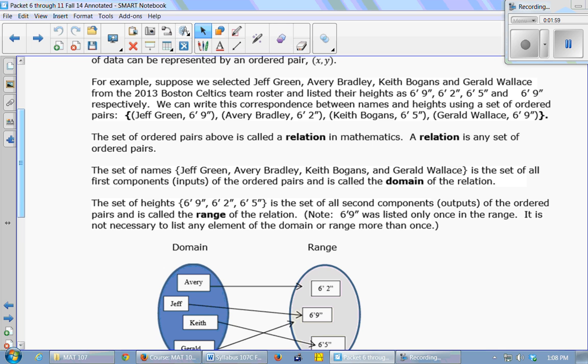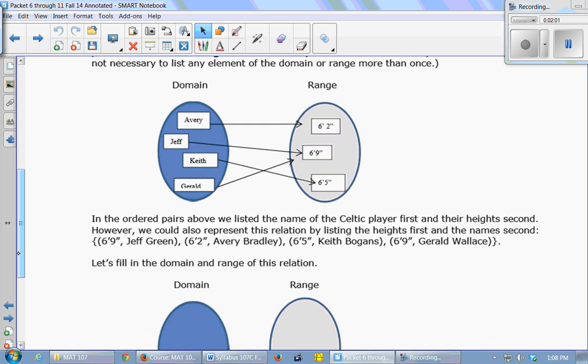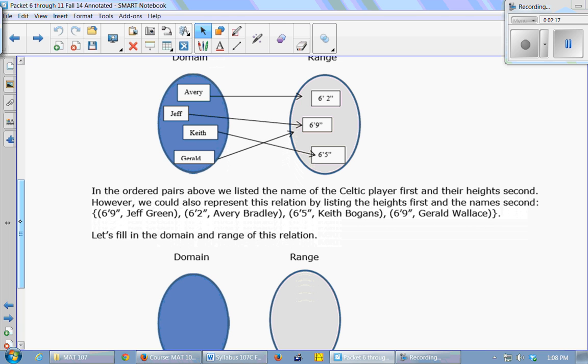Okay, so here's just a picture of how we could explain the data. We're relating to every name, there's a height, right? So Avery, 6'2". Jeff, 6'9". Keith, 6'5", and Gerald, also 6'9". So in the ordered pairs above, we listed the name first. So the set of names is the domain, and the heights second. So the heights are the range.